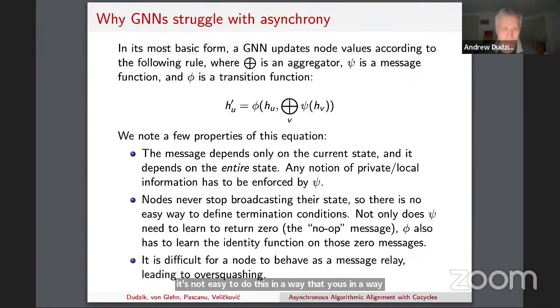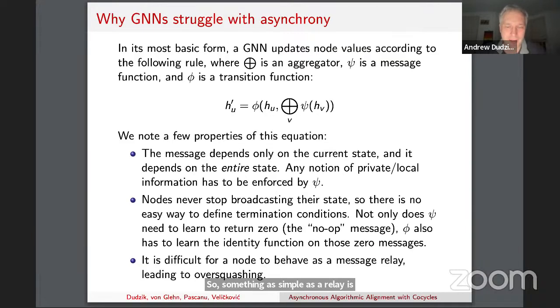And finally, it's really difficult for nodes to behave like relays. The only mechanism for a node passing a message to another node is it has to store the message internally and then send it on the next step. And this, in practice, means nodes which are bottlenecks just have their internal representations completely overloaded. So something as simple as a relay is not very easy in a vanilla GNN.